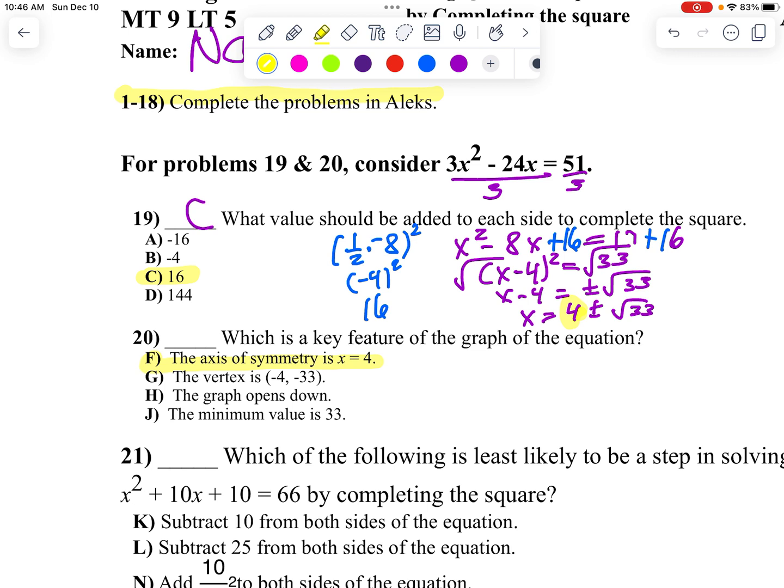And the vertex is not at negative 33, and I have to plug 4 back into my equation to find that, and I can definitely see it's not going to be negative 33. The graph opens up, so that's incorrect. The minimum value would be my vertex, and it's not 33. So it's only choice F on this one.